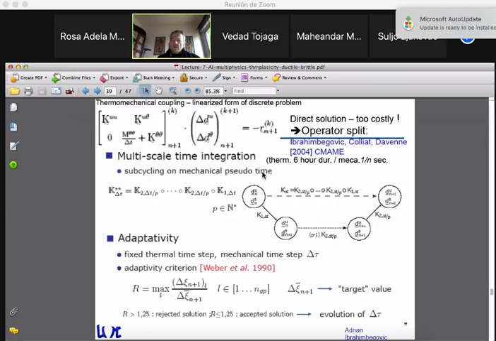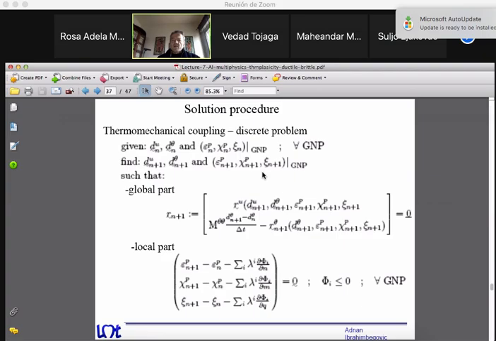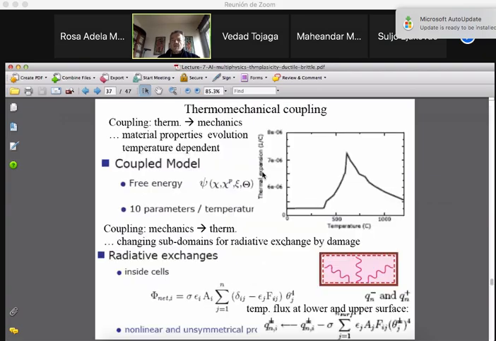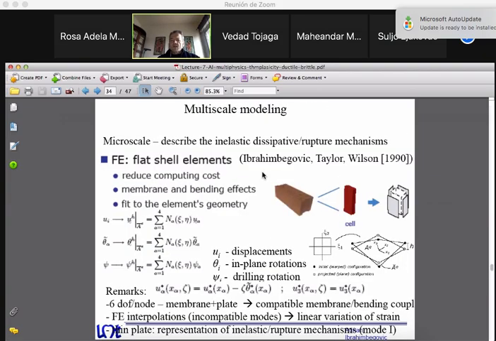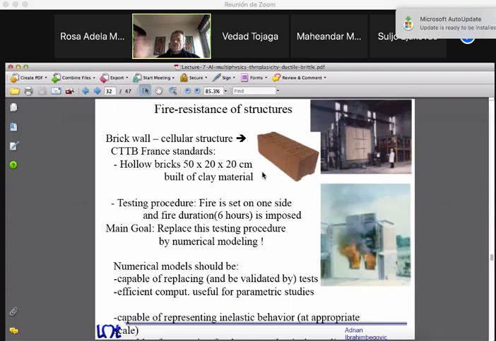Now, the key difficulty is the following. On one side, let me go back to this picture, you have something which is supposed to last for 6 hours. That is the temperature program where you heat it with the fire and then let the fire last for 6 hours. And if you have damage, the damage happens in a fraction of a second.